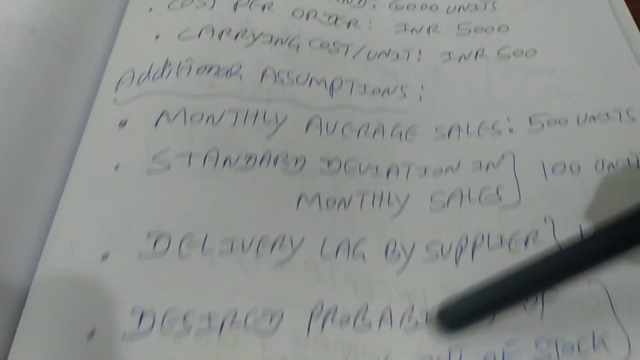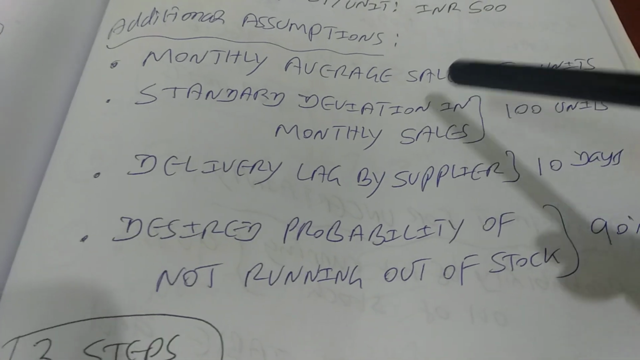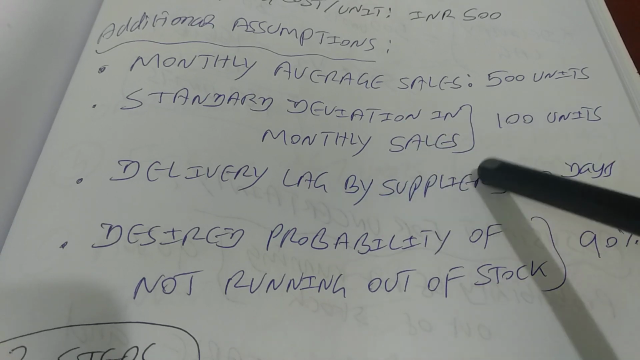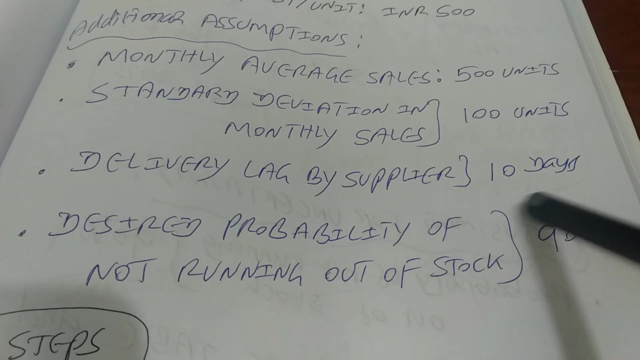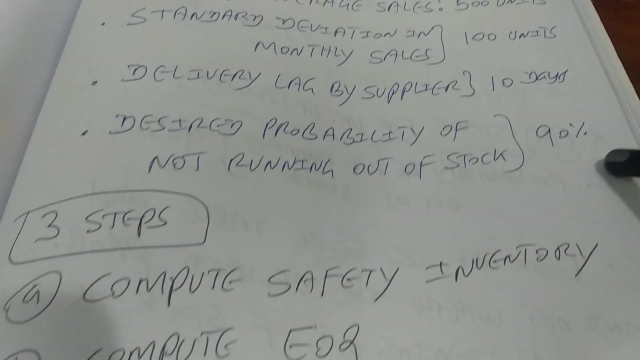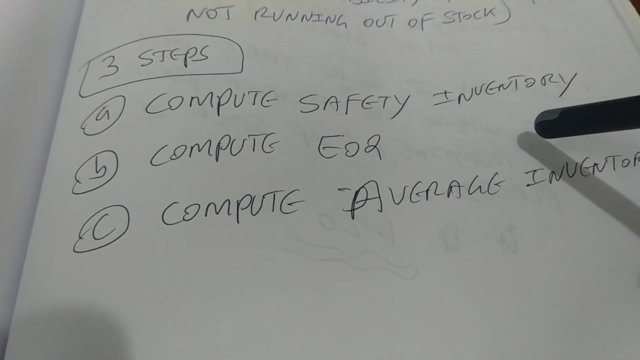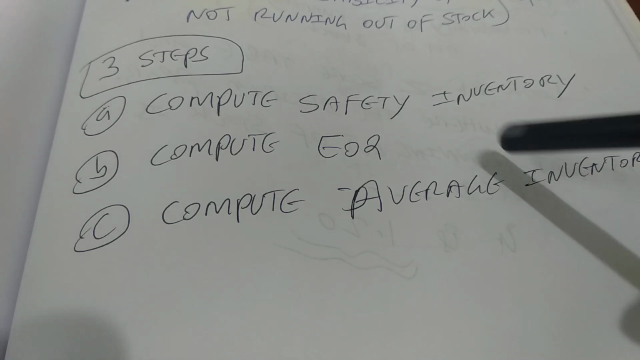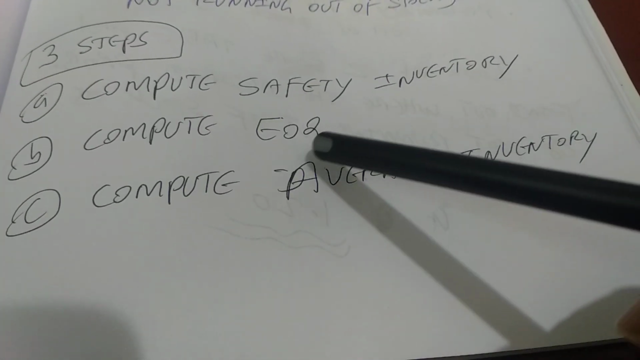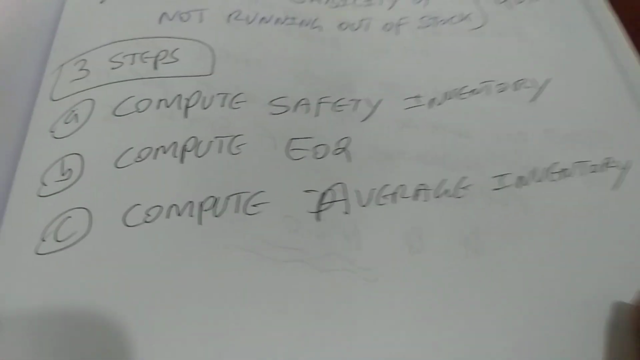There are some more additional assumptions we are making in order to understand the modified EOQ model. That is, monthly average sales is 500 units, standard deviation in monthly sales is 100 units, delivery lag by supplier is 10 days, and desired probability of not running out of stock by the firm is 90%. We are going to carry out 3 steps for this modified EOQ model. Step number 1 is we compute safety inventory, followed by computation of EOQ, followed by computation of average inventory.